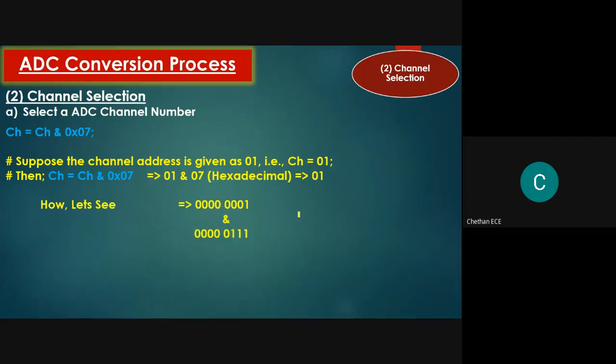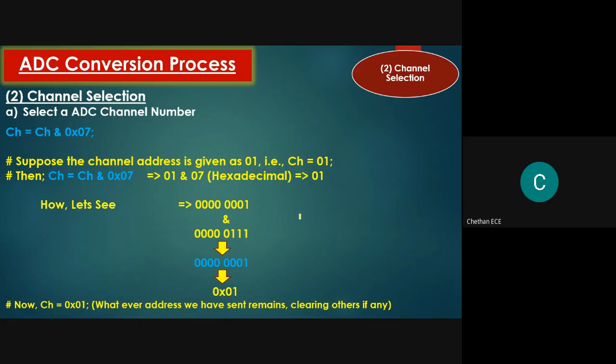What is the result of performing the logical AND operation between 1 and 7? Kindly answer in the chat box. 01 itself. See, after doing the AND operation, the result is always the desired channel which we have already assumed in the ch variable. Here the address is also the same. We are getting the channel number and the corresponding address by performing the logical AND operation.